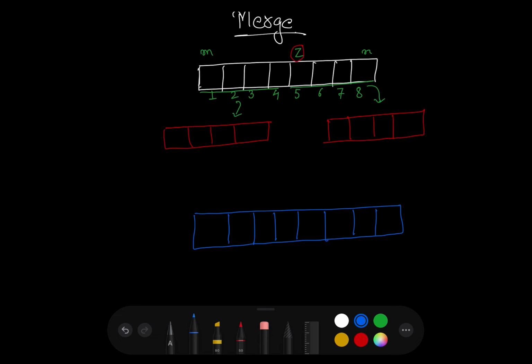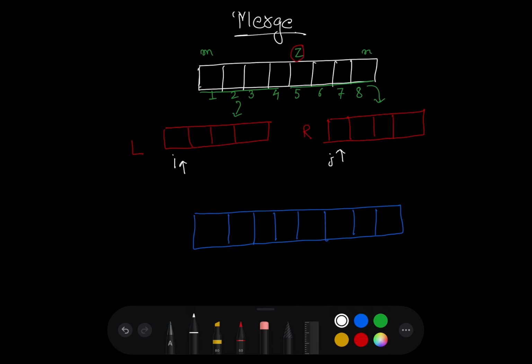Now, let's say the name of this left sub array is L, and the right sub array is R. Then we take two pointers. The first pointer we call I, and this is J. So I is pointing to the first element of L, and J is pointing to the first element of R.